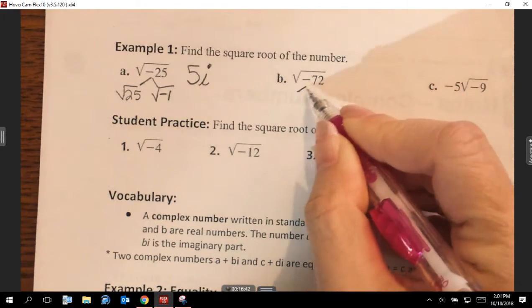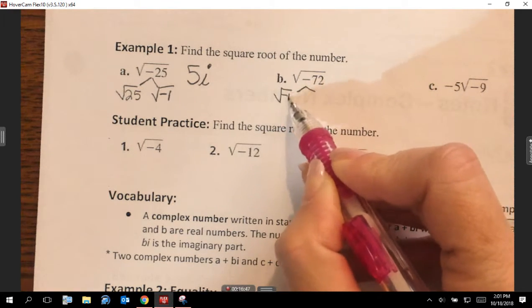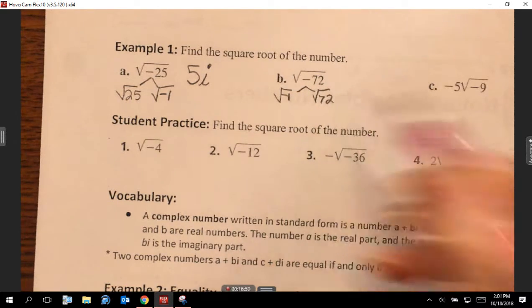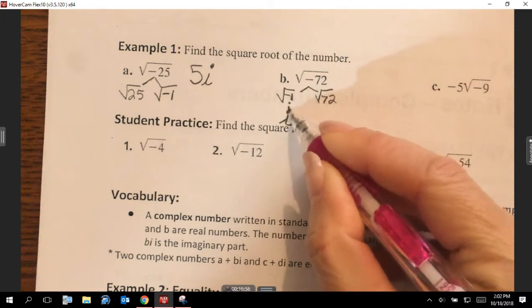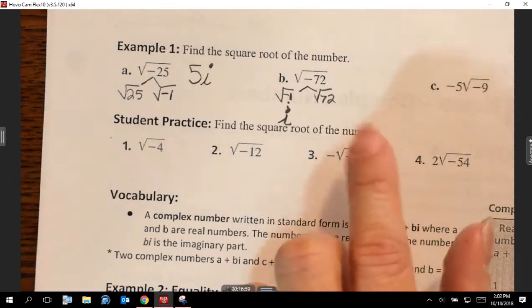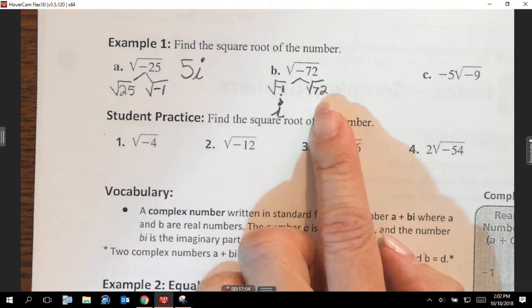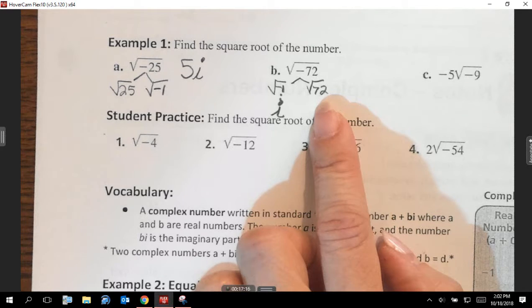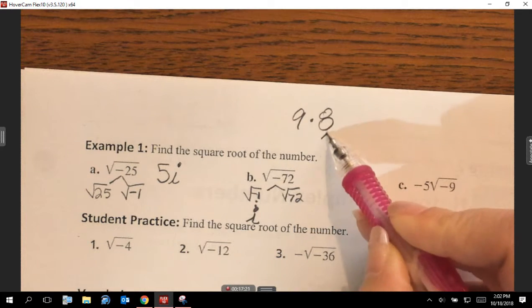Square root of negative 72. Is 72 a perfect square? No. Okay, it's not. So I'm going to pull out the negative 1 and the 72. And what is the square root of negative 1? i. You guys are lining out a little bit. Square root of 72, does that have a perfect square that goes into it? Yes or no? The answer is yes. I want to know the biggest perfect square that goes in. 9 is not the biggest, because 9 times what? It's like 9 times 8. But 8 has a perfect square in it still.